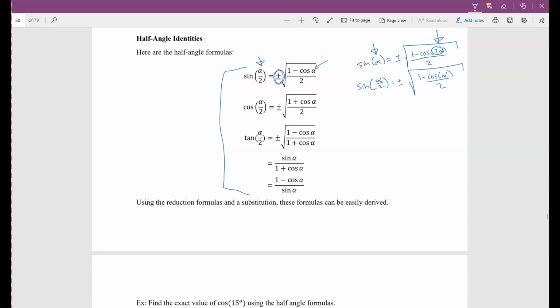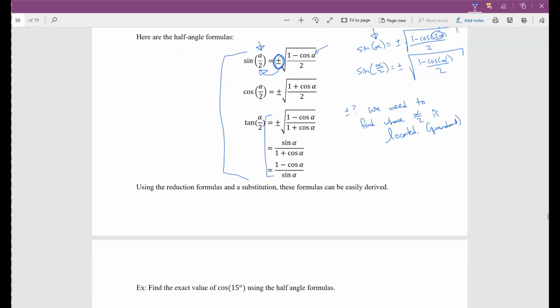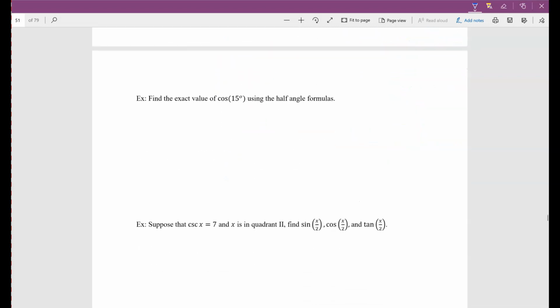The plus or minus sign depends on where alpha over 2 is. To know which one is going to be the plus or minus, we need to find where alpha over 2 is located. I mean the location, I'm saying what is the quadrant where this is going to be. These are not very self-explanatory. You notice for tangent, you do have 3 of them, so pick your poison.